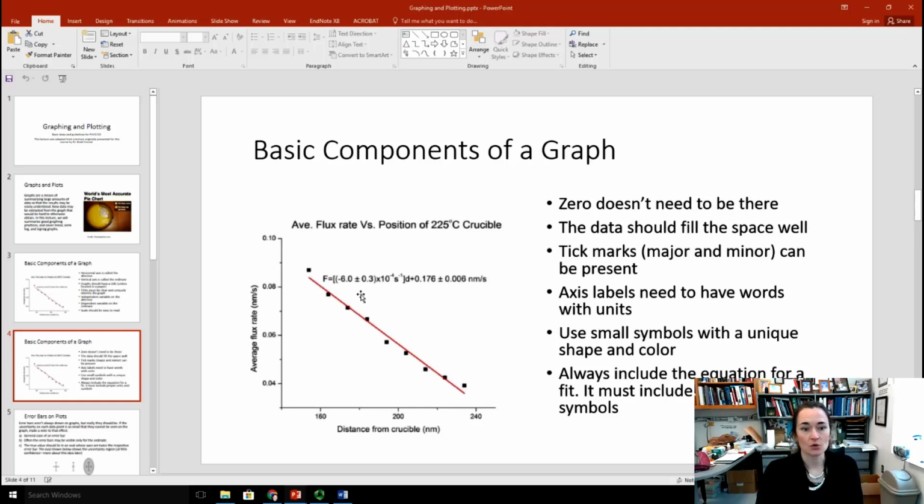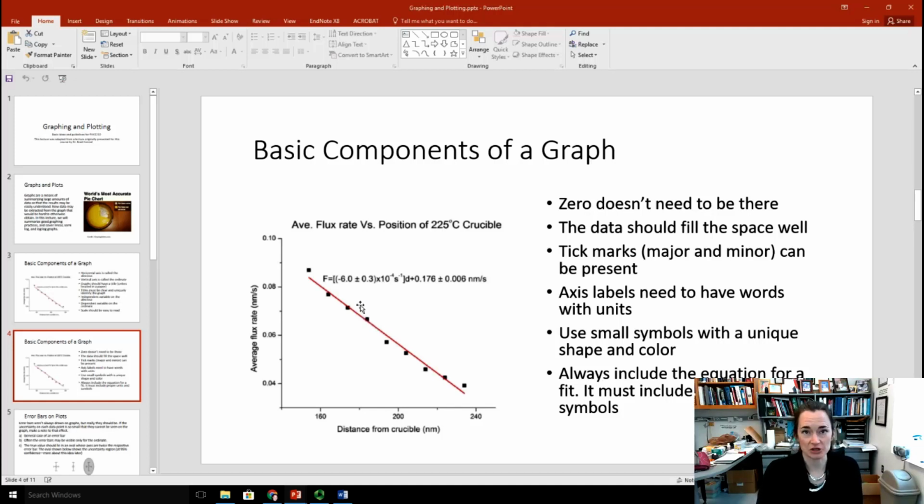Okay, now one thing about this fit equation, you can see there's numbers there, but then there's also units. So anytime you have a number, you should have a unit. Also, anytime you have a number, you should have an uncertainty associated with that. And so here, for example, it's 6 plus or minus 0.3. Okay, so there we're showing the uncertainty that we extracted from that fit.